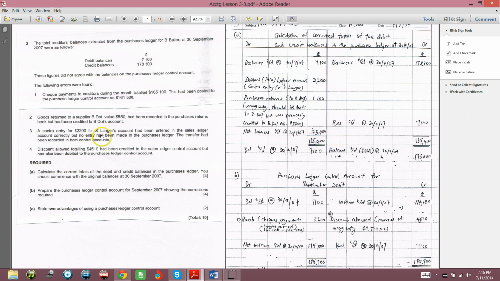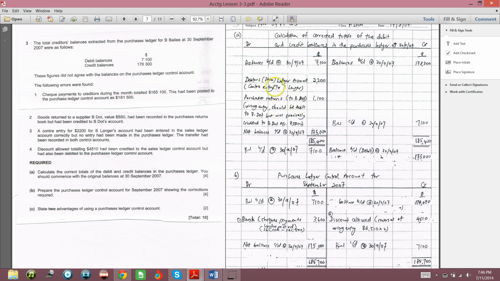Langer account has been entered in the sales ledger account correctly, but no entry has been made in the purchases ledger. The transfer has been recorded in both control accounts. So that means the control account is correct, so you don't need to correct the control account. So you should correct the individual creditor account, creditor balance. So should put on the debit side, because contra will lessen the amount, which means I will owe them less money.